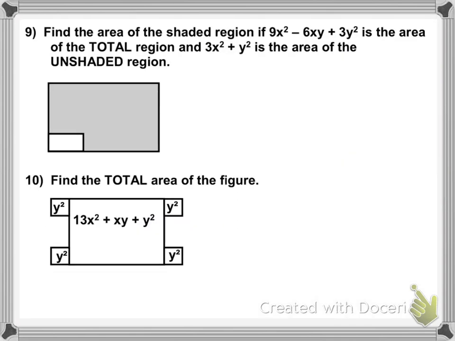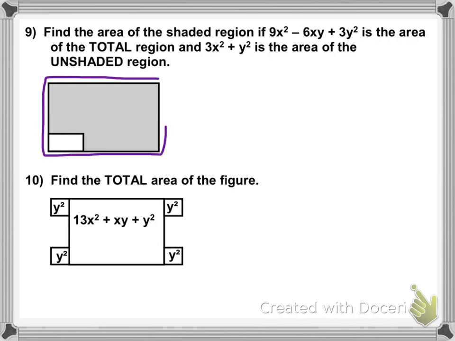Here's some more application questions, and the reason we're showing you these is because these are the types of questions you may see on your TSI or on your PSAT or SAT, so you do need to be familiar with this. So number 9 says find the area of the shaded region, that's the light gray part of the rectangle, if 9x squared minus 6xy plus 3y squared is the area of the total region.